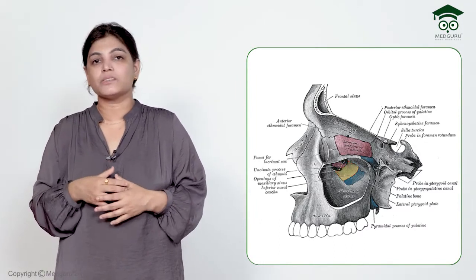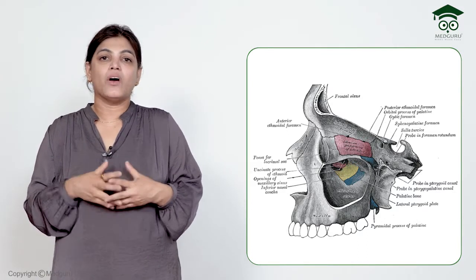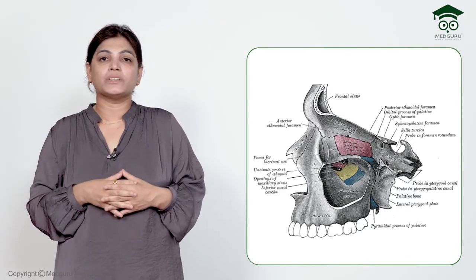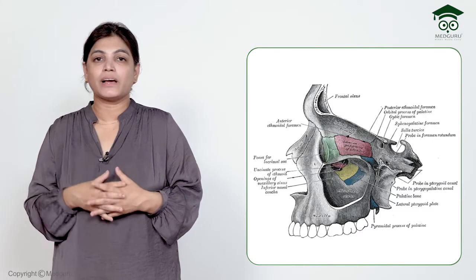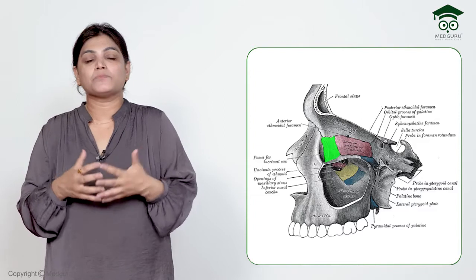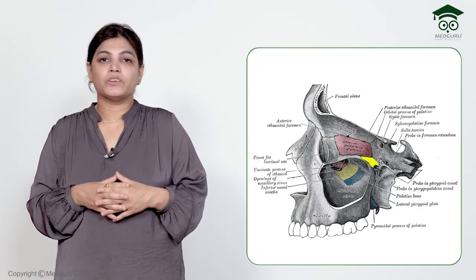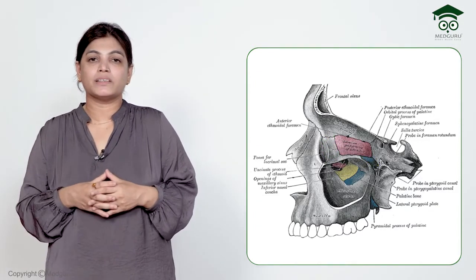Inferior nasal turbinate is also called the inferior concha. On the anterior aspect, it is bounded by lacrimal bone. Which part of lacrimal bone? Descending part of lacrimal bone. And on the posterior aspect, it is bounded by palatine bone. So this is the boundary of the maxillary sinus.